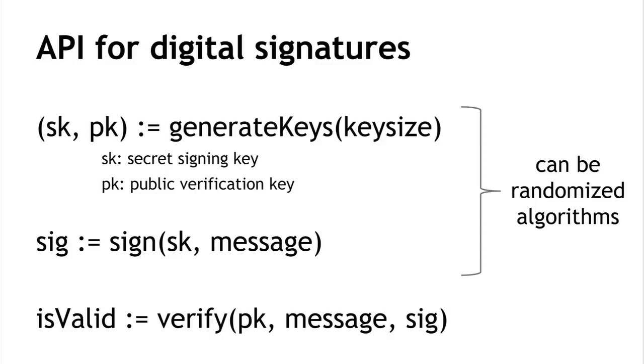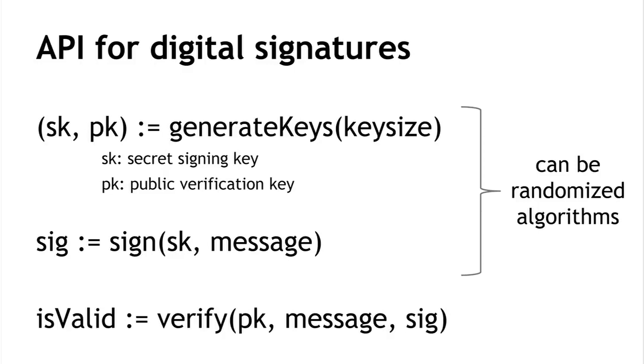SK is a secret signing key. This is information you keep secret that you use for making your signature. PK is a public verification key that you're going to give to everybody and that anybody can use to verify your signature when they see it. The second operation is the sign operation. You take your secret signing key and some message that you want to put your signature on, and it returns SIG, which is a signature. It's just some string of bits that represents your signature.